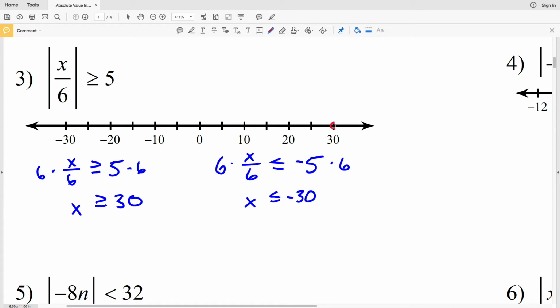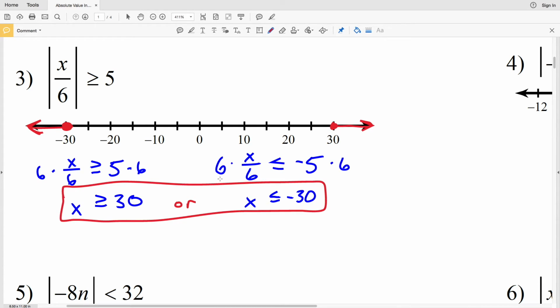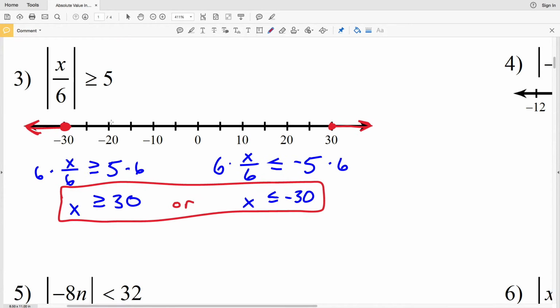because x is greater than or equal to 30. We're going to circle 30, fill it in, and shade to the right. Or x is less than or equal to -30. So we're going to circle -30, fill that in, and shade to the left. So x is greater than or equal to 30, or x is less than or equal to -30 is the answer for the inequality in number 3.